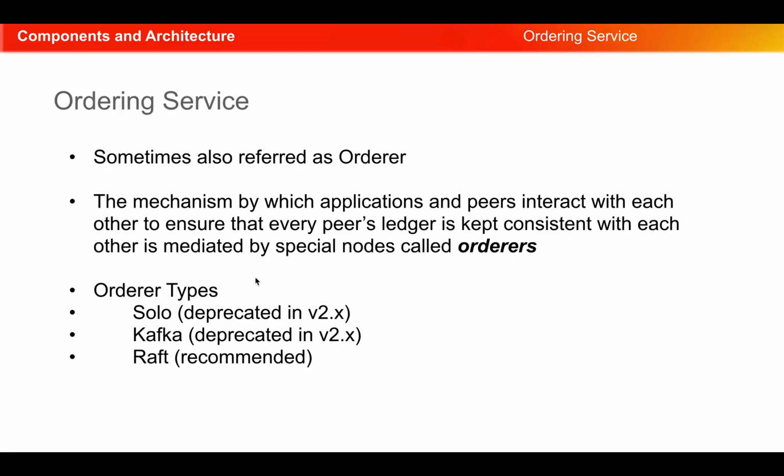There are different types of orderers, as you can see here. The first one is Solo, the second is Kafka, and the next is Raft. In Solo, you have one single orderer, and in Kafka, you can have a cluster of orderers. Raft is a newly introduced ordering mechanism which is recommended from version 2.0. Solo and Kafka are deprecated from version 2.0. So if you are starting a project, it is recommended that you go with Raft, which is from version 2.0.